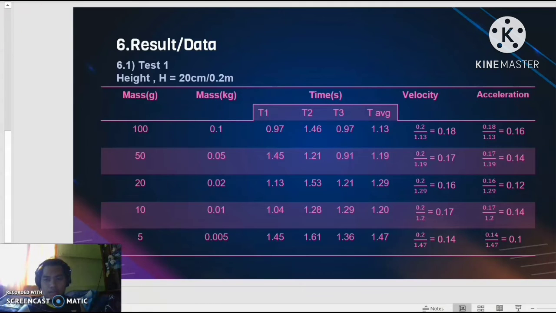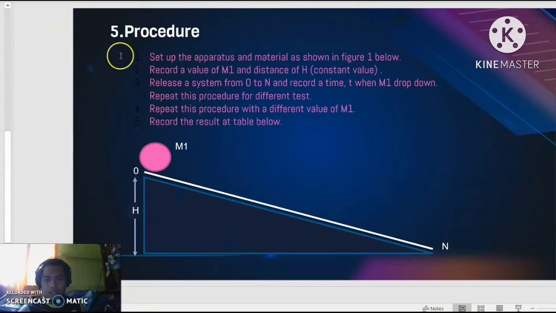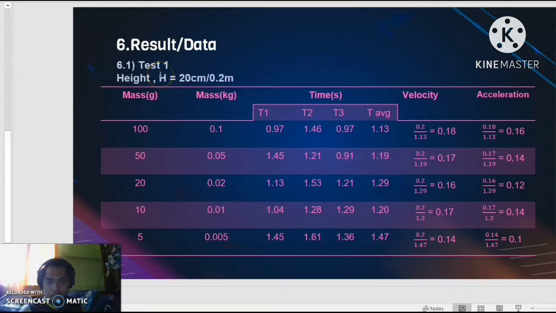From the lesson, we could see that, as you see from the experiment, the data that has to be collected is recorded. For test one, the masses are 100, 50, 20, 10, and 5 grams, which converted into kilograms would be 0.1, 0.05, 0.02, 0.01, and 0.005 kilogram.